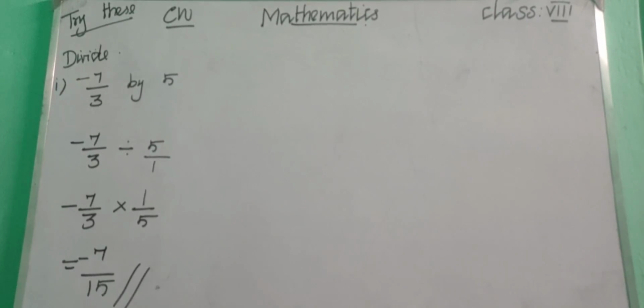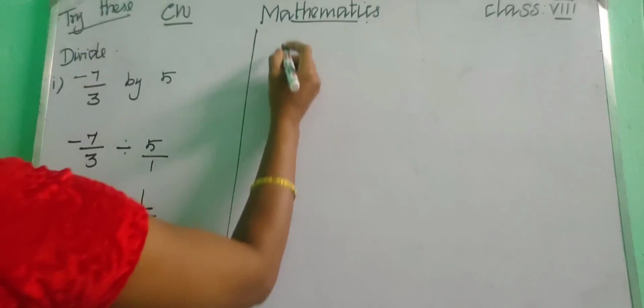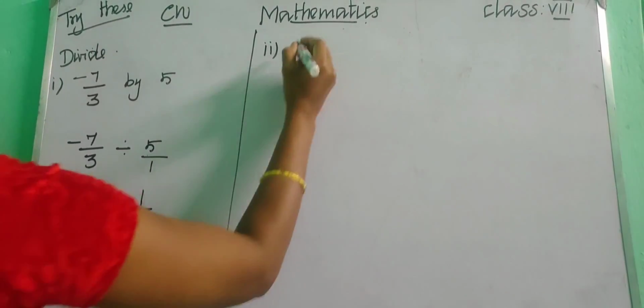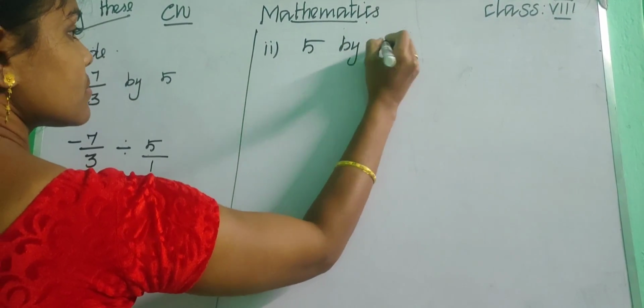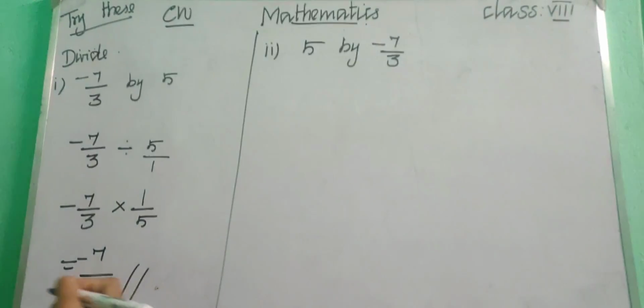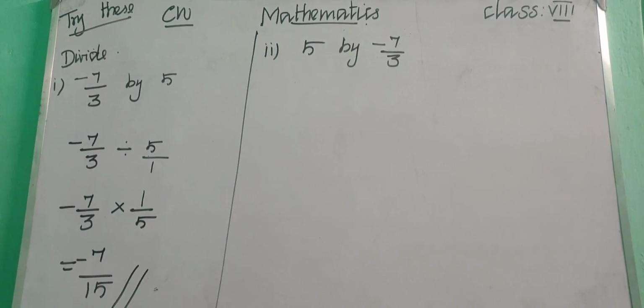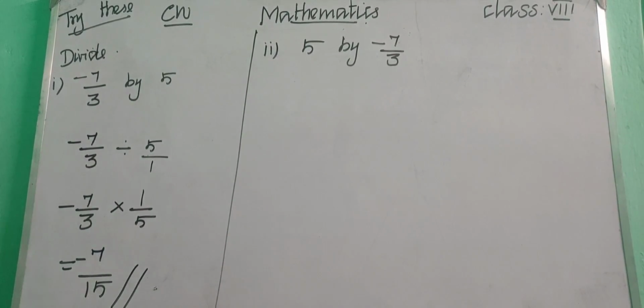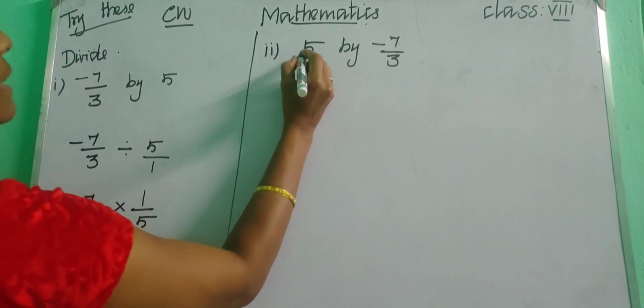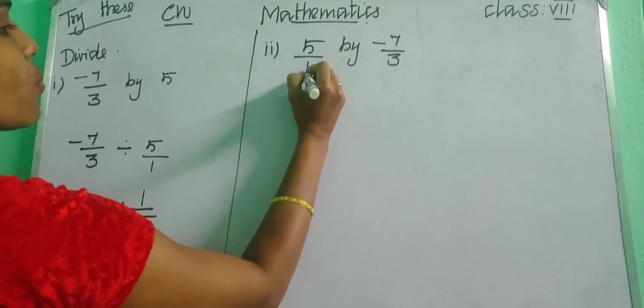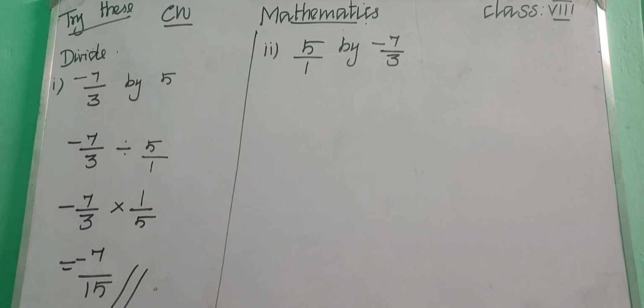So copy it in your notebook. So let me do the second one. So it's the second question, okay? So children, copy it in your notebook, okay? It is also a CW. So the question, 5 by minus 7 upon 3. So first of all, if there is no denominator, we can put 1 in the denominator. Okay children?